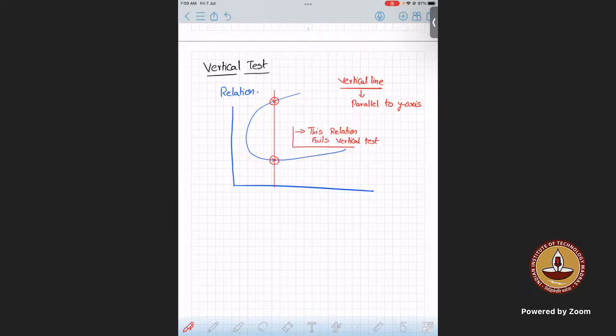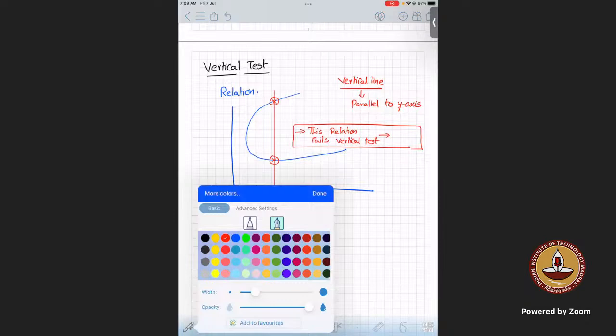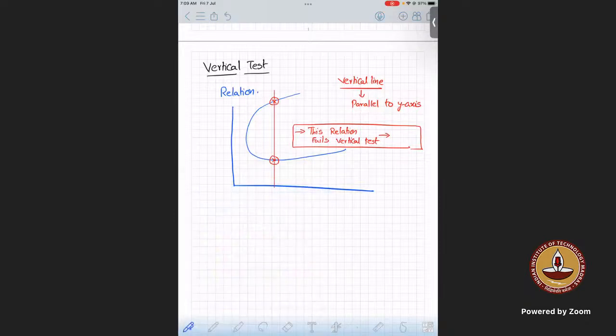What can we conclude if a relation fails the vertical test? It's not a function. Agree? Yes, sir.